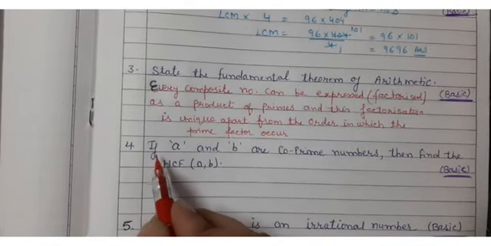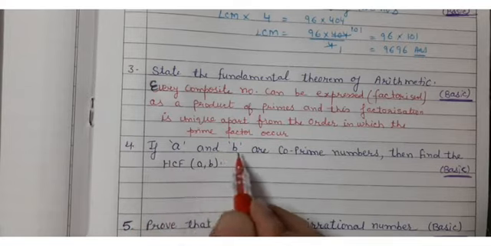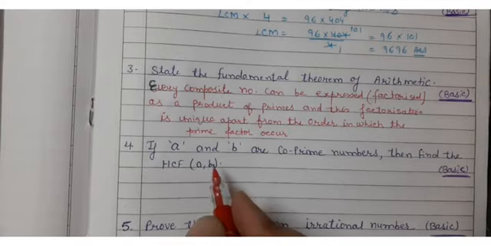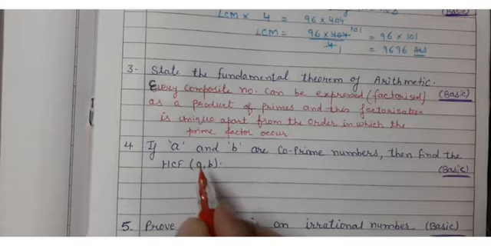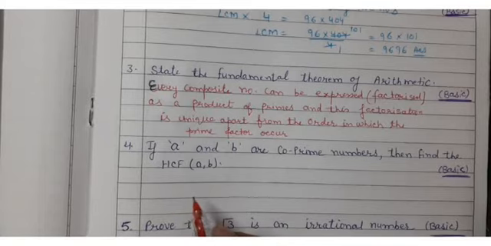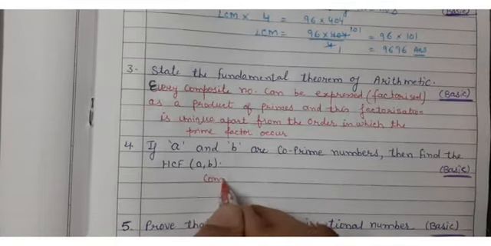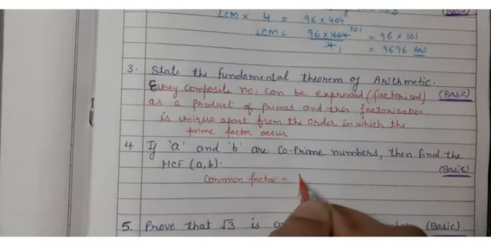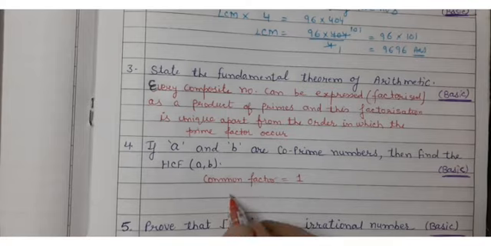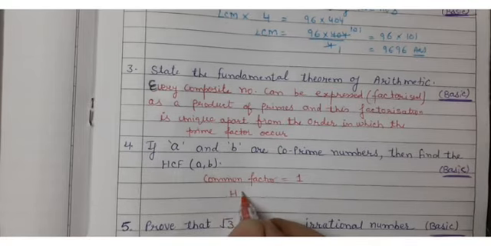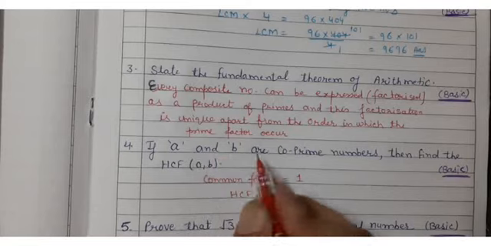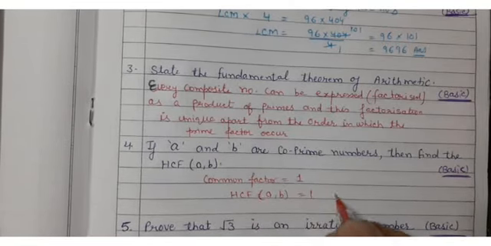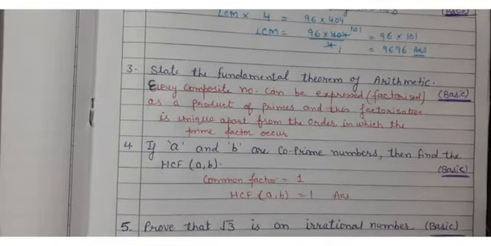question paper. Next question is, if A and B are co-prime numbers, then find the HCF of A and B. Okay, A and B are co-prime. A and B are co-prime means its common factor is what? Common factor is 1. Okay, so we can say HCF of A and B, I can write like this, HCF(A, B) is equal to 1. This is the answer of it.